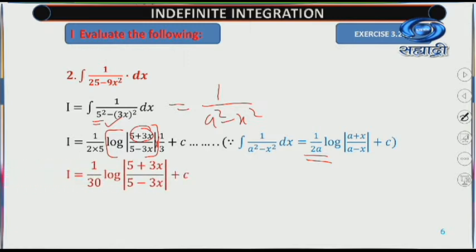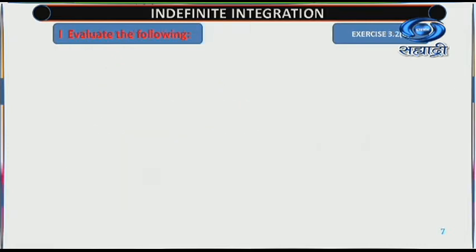So what you will get? You will get this as 1 upon 2 into 5 is 10, 10 into 3 that is 30, log of (5 plus 3x) upon (5 minus 3x) plus constant of integration. Okay, so these are the examples which we discussed on our formula. These formulas we already discussed by the factorization method.